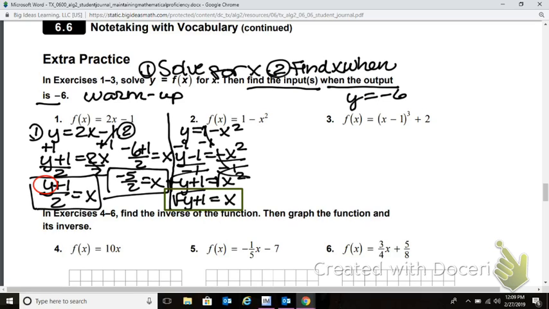That's the first part. Second part, we're going to substitute -6 for this y right here. So square root of -(-6) plus 1, make my radical a little shorter there, equals x. So that'll be square root of 6 plus 1, which is square root of 7.